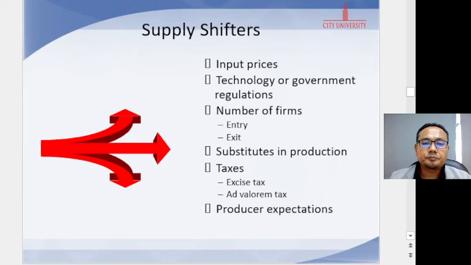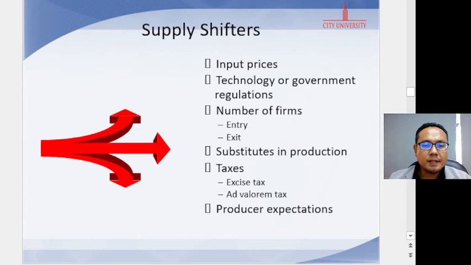Then the number of firms. The number of firms in an industry affects the position of the supply curve. As an additional firm enters an industry, more and more output is available at each given price. This is reflected by a rightward shift in the supply curve. Similarly, as a firm leaves an industry, fewer units are sold at each price, and supply will decrease. That means a shift to the left.